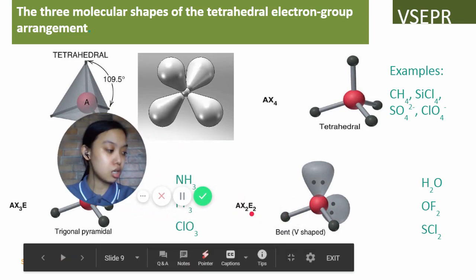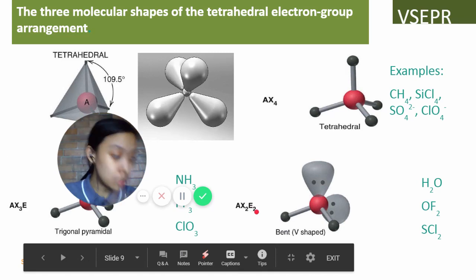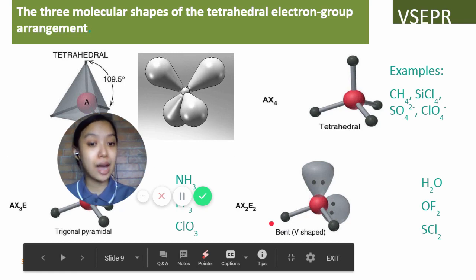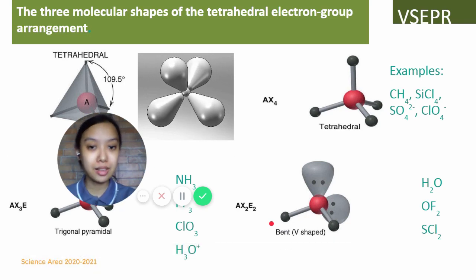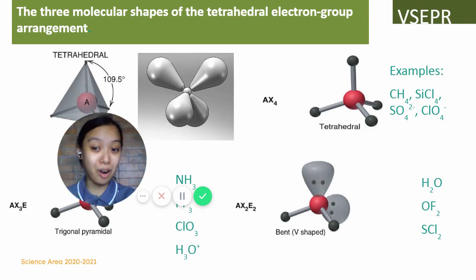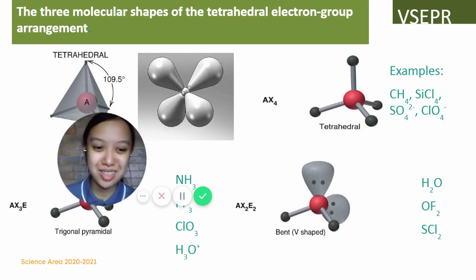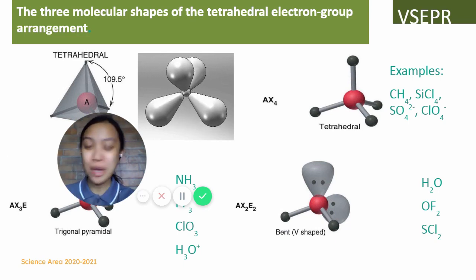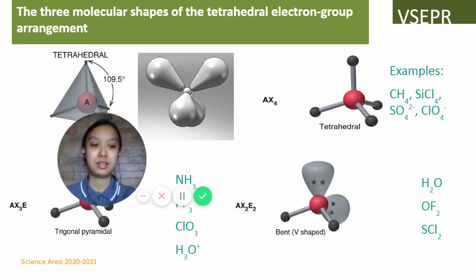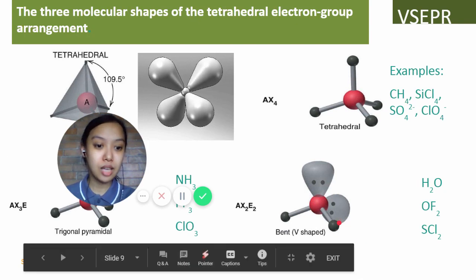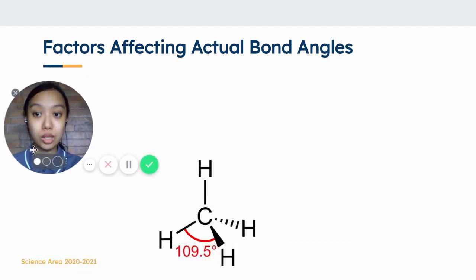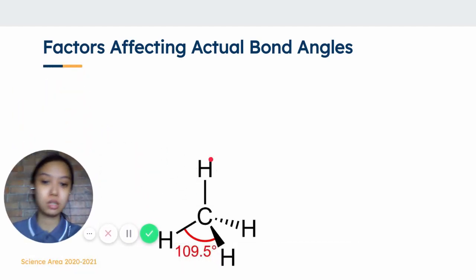Okay, so if you notice over here, it's an AX2E2. This means that there are 2 surrounding atoms attached to the central atom, and here we can see that there's a subscript for E. This means that there are 2 lone pairs. So with that configuration, it belongs to the bent or V-shaped. Hopefully, at this point, you're getting what the shapes mean and what the configurations mean.